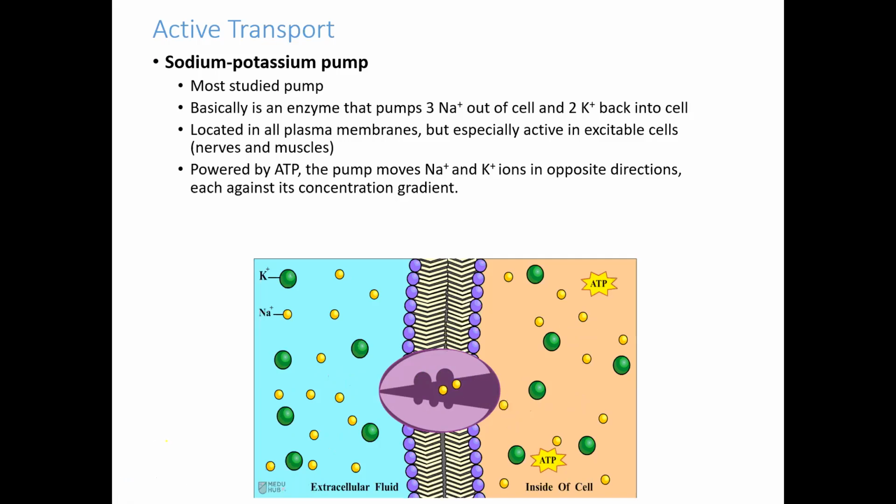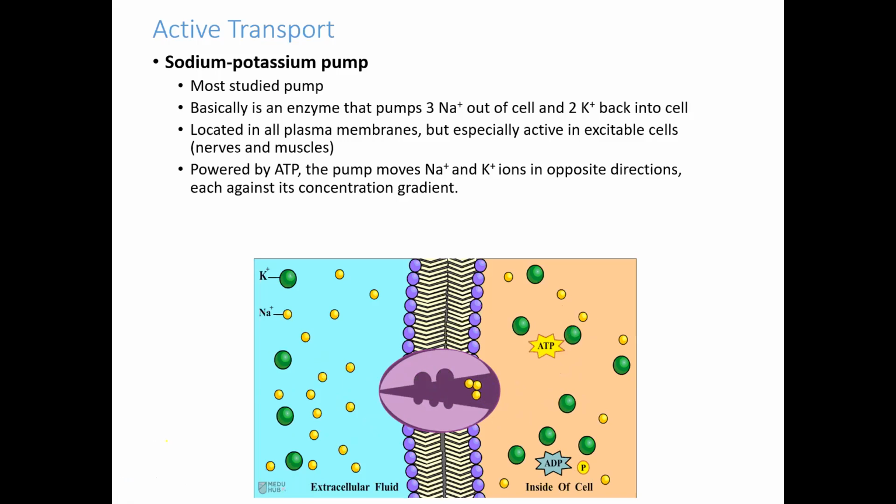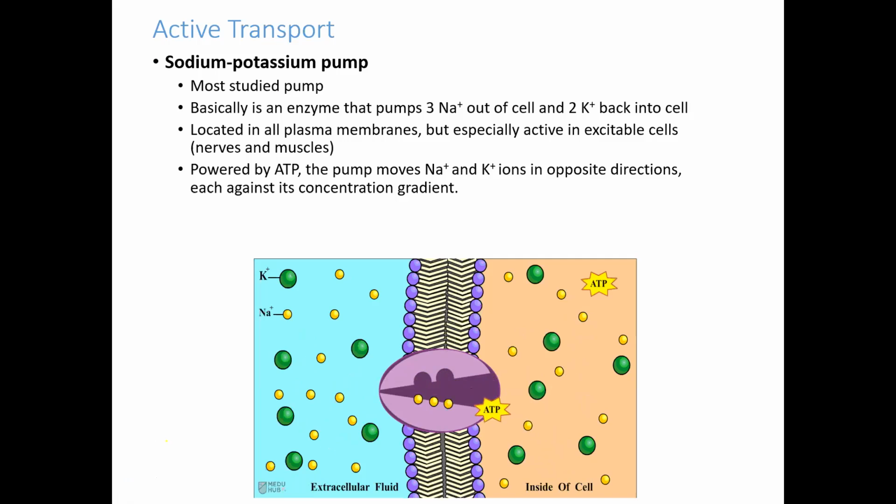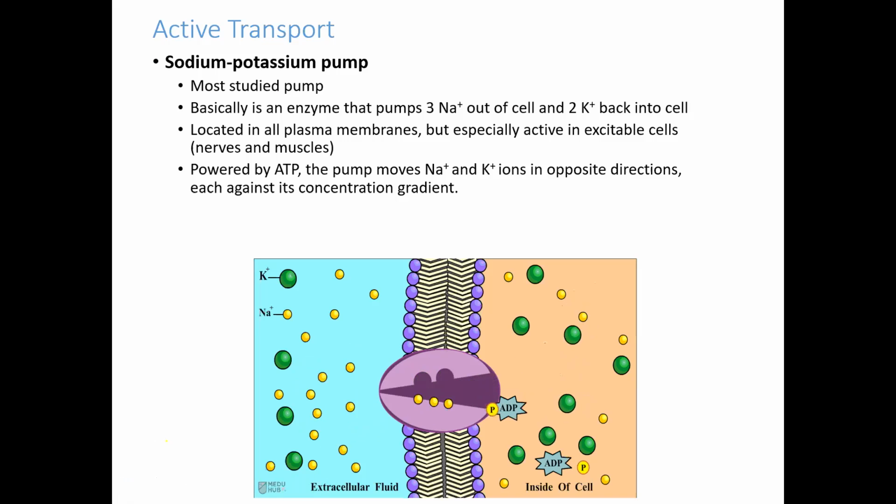So this slide summarizes everything you need to know about the sodium potassium pump. You need to know 3 sodiums out and 2 potassiums back in. Is that going to be a hard-hitting healthcare question later on? Not directly, but you have to understand why we need sodium, why we need potassium, because we have to have them in the cells to maintain this charge.